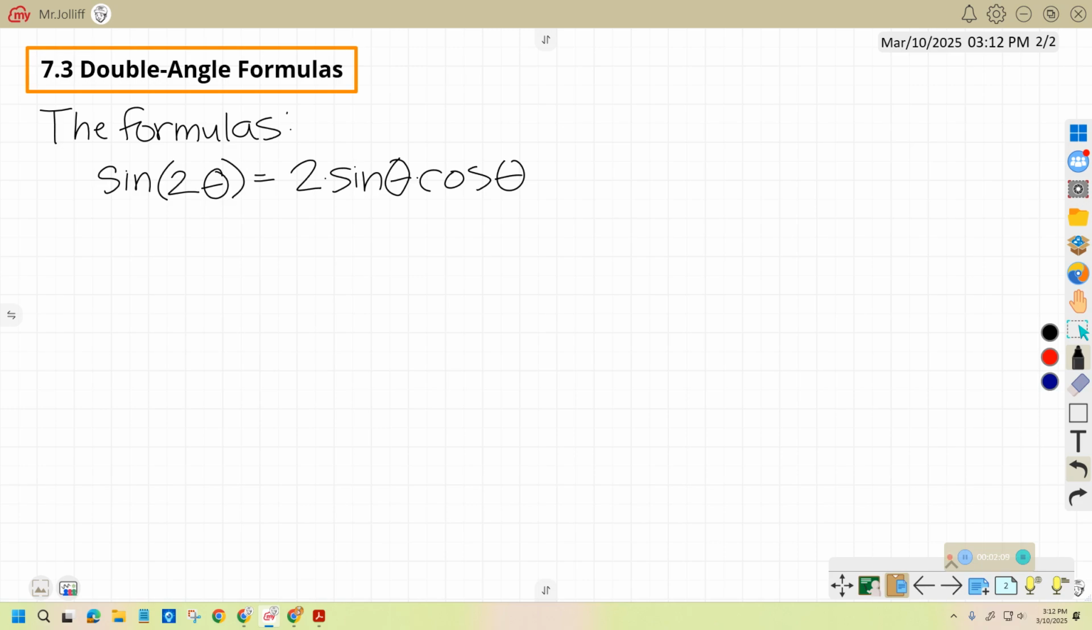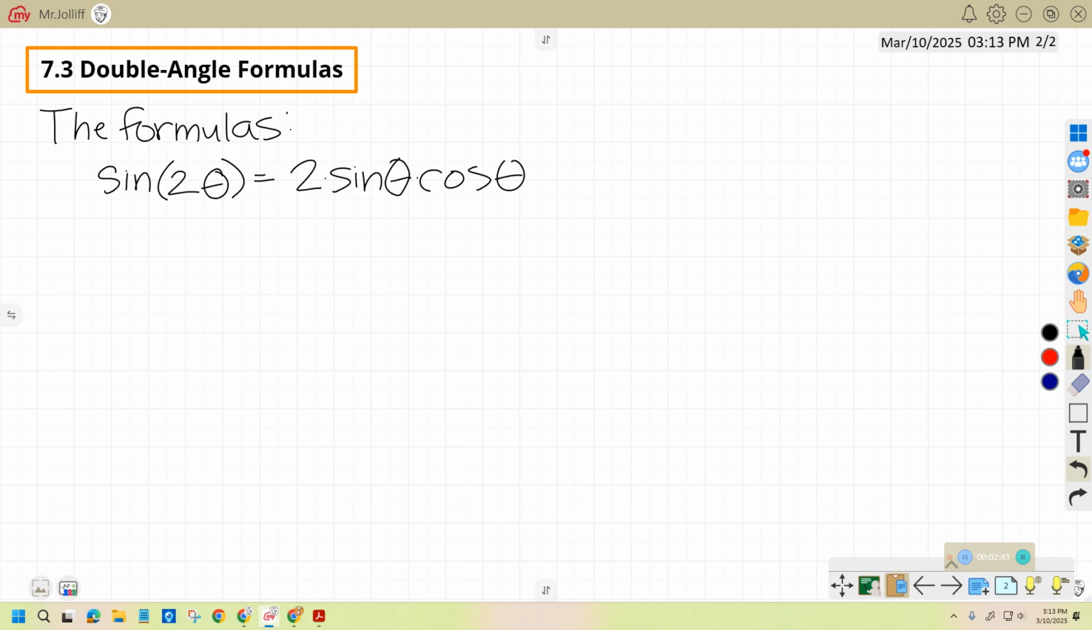It is 2 times theta. Sine of 2 times theta is equal to 2 times sine of theta times cos of theta. Which is nice because we know we can look up sine of theta and cos of theta on our unit circle if we need exact answers. So again, one of the goals of this is taking something that's not on the unit circle, rewriting it in terms of something that is, so we can find an exact answer.